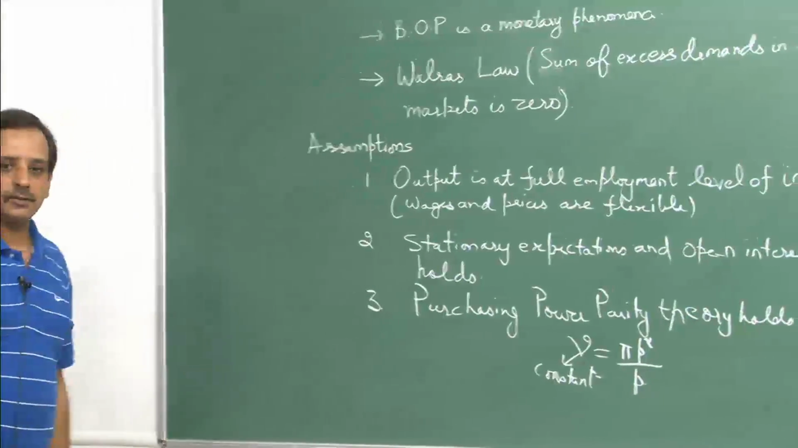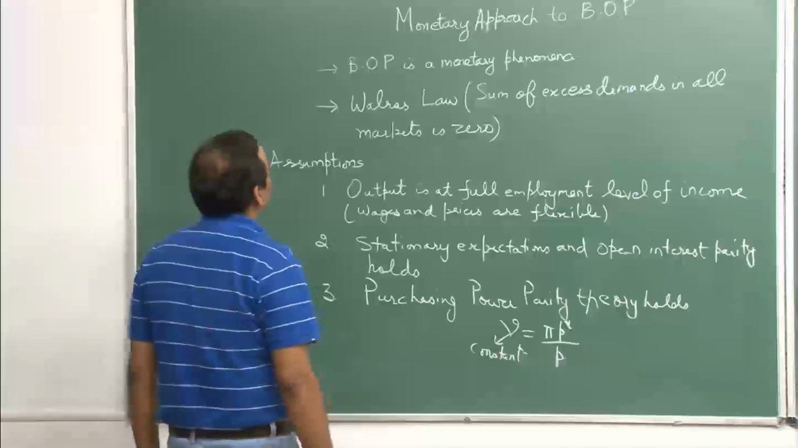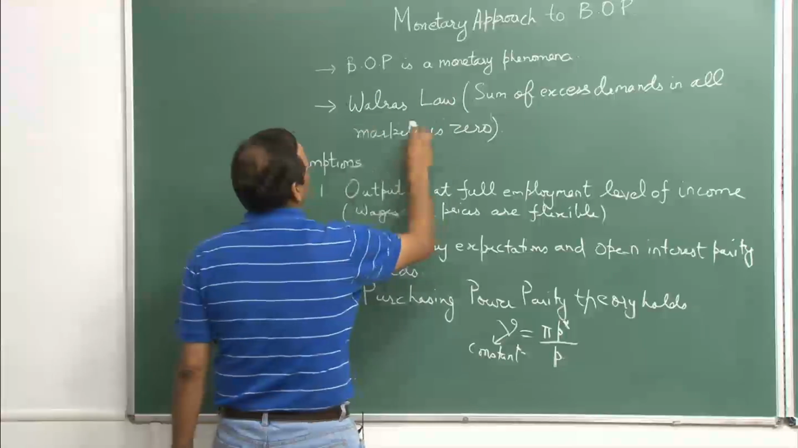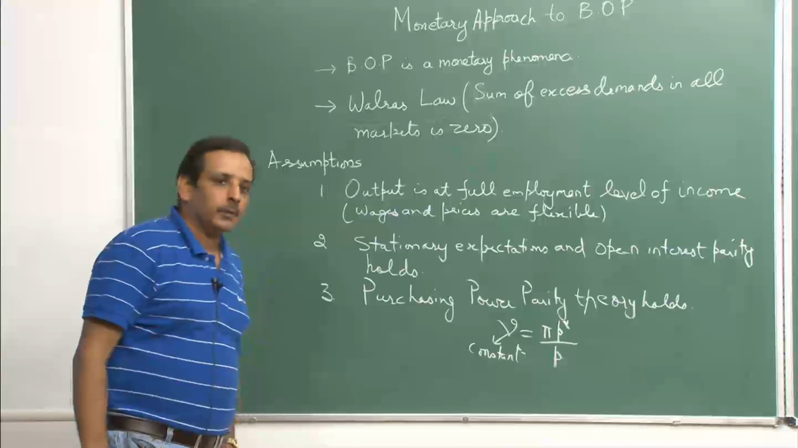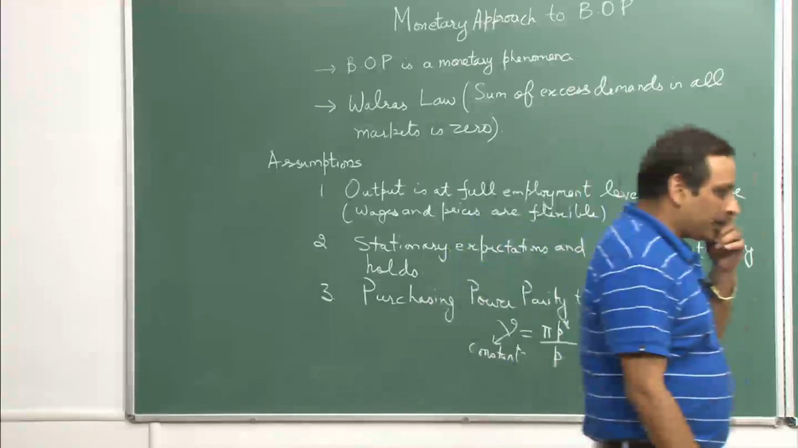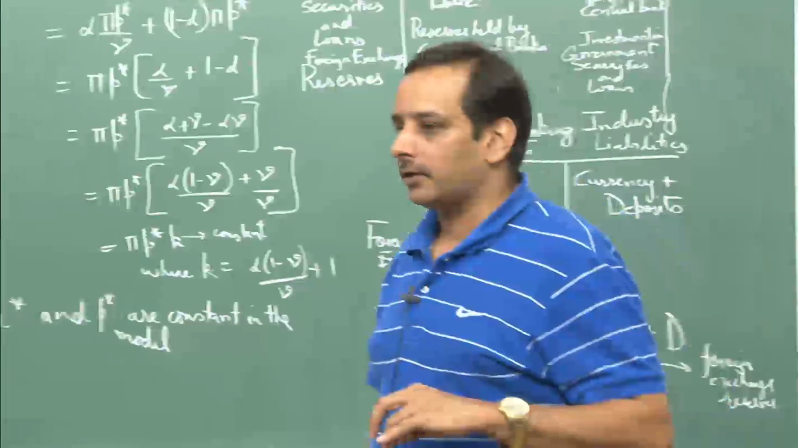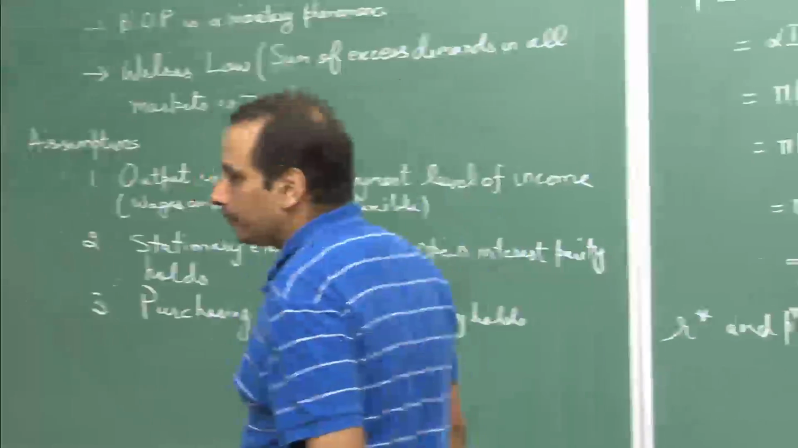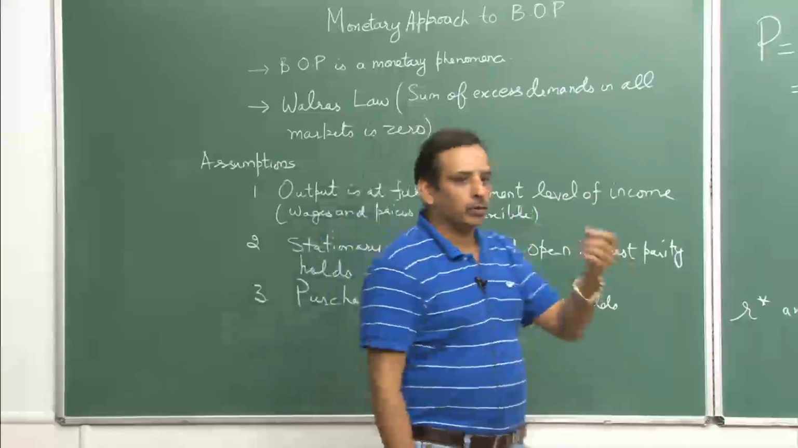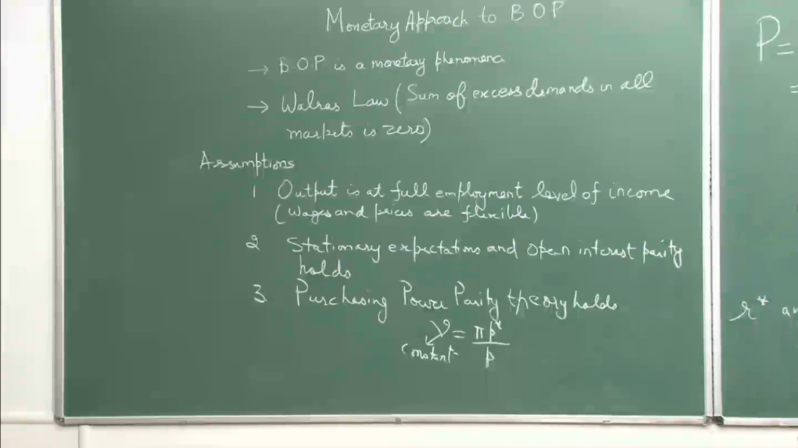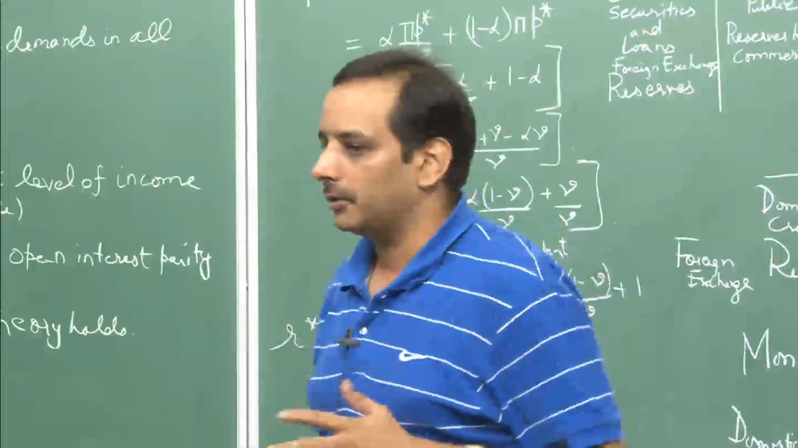What it says is that the balance of payment is a monetary phenomenon, and it uses the Walras law, which says that the sum of excess demands in all markets is 0. So, what it considers is three markets. One is the goods market, the other is the security market, and the third is the monetary market. According to the Walras law, if there is excess demand in, say, goods and the security market, there has to be an excess supply in the money market.